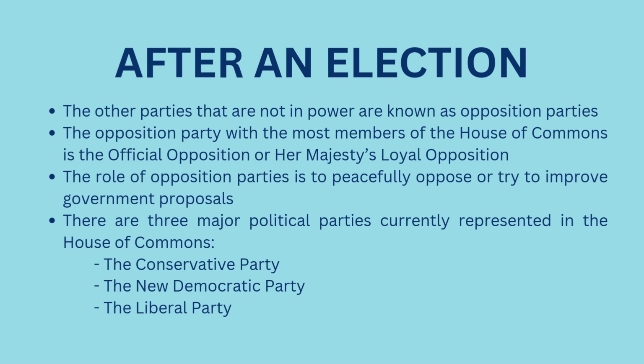The other parties that are not in power are known as opposition parties. The opposition party with the most members of the House of Commons is the official opposition, or Her Majesty's loyal opposition. The role of opposition parties is to peacefully oppose or try to improve government proposals. There are 3 major political parties currently represented in the House of Commons: the Conservative Party, the New Democratic Party, and the Liberal Party.